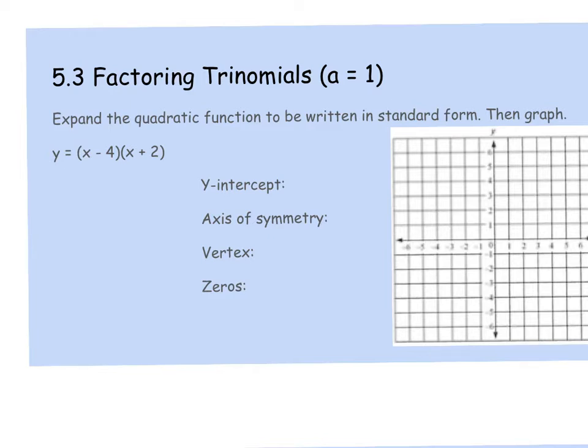But we're going to start off with this problem here, kind of a warm-up and review of graphing quadratics, and that's what we're talking about right here. It says expand the quadratic. Well, that just means multiply. You can see there's parentheses there. We're going to multiply that and get rid of the parentheses.